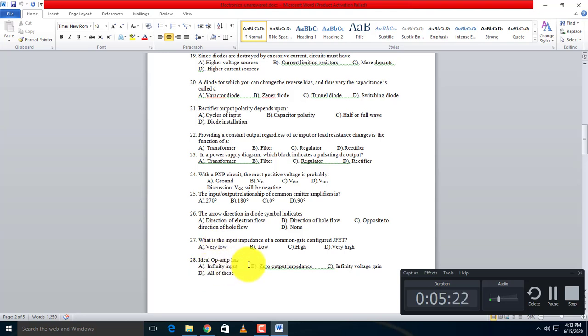Ideal operational amplifier has zero input impedance? No, infinite input impedance. Input impedance is very high and output impedance is zero. We are talking about the ideal case, so practically it is very less, and infinite voltage gain. So its answer is all of these. So these are the first 28 MCQs.